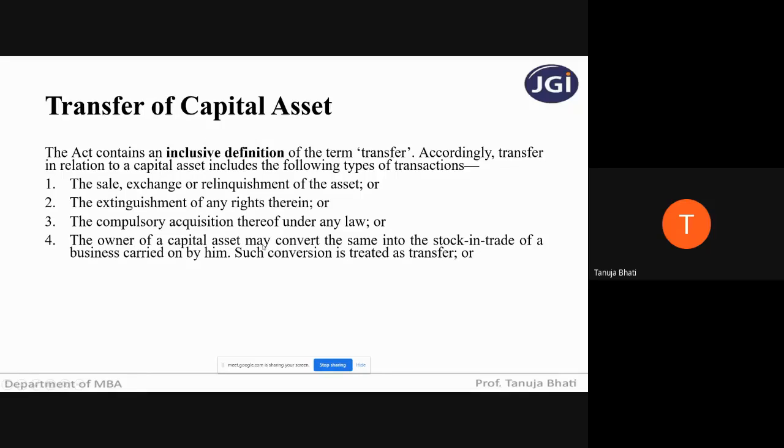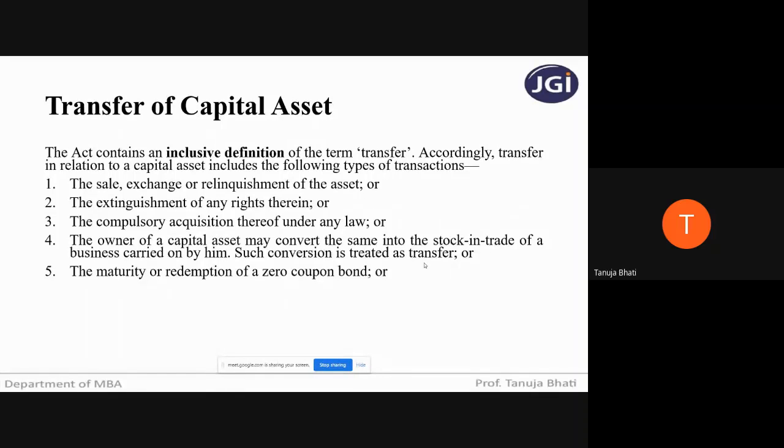Next, the owner of a capital asset may convert the same into stock in trade of a business carried on by him. Such conversion is treated as transfer. So many a time what happens is, when you are into a business, suppose you have multiple flats, and your flat is your capital asset, but now you have entered into a real estate business. So those flats are converted into stock in trade, because when you are in real estate business, those flats become stock in trade for you, that becomes your business. So conversion of capital asset into stock in trade is also regarded as transfer.